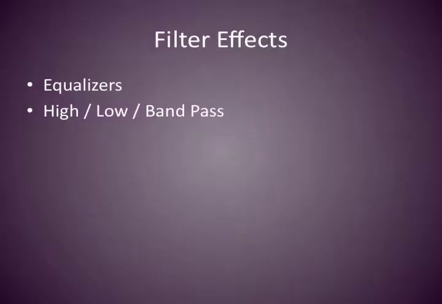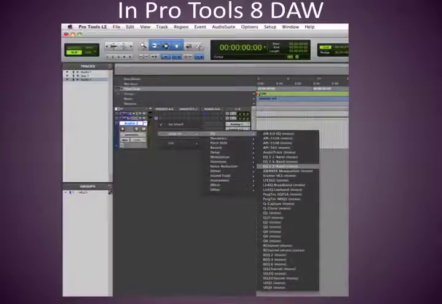Our last group of effects are the filter effects. Some examples of filter effects are equalizers, and high, low, and bandpass filters. These DSPs affect the sound quality or timbre of the sound source. Let's take a closer look in my DAW at an EQ. In my Pro Tools 8 DAW, we will load a 7-band EQ directly on the track itself. We do not have to send this through a routing system like we did with our delay effects.